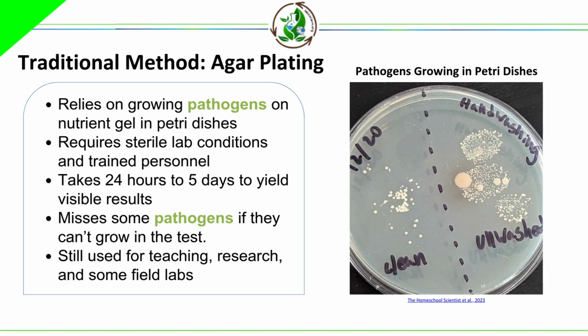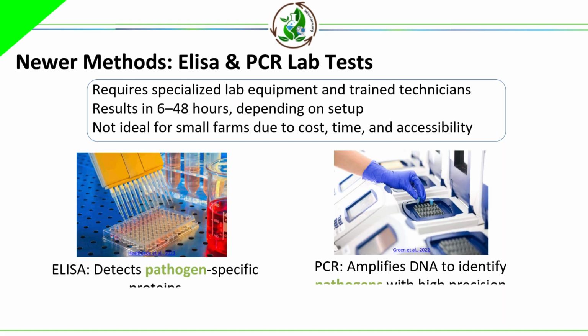Despite these drawbacks, agar plating remains a valuable method in teaching labs, research settings, and some field labs with basic infrastructure. This classical diagnostic technique provides foundational insights into pathogen identification but is simply too slow and resource and labor-intensive for urgent IPM decisions. After looking at agar plating, let's zoom in on two more newer and precise, but still lab-based, diagnostic methods: ELISA and PCR.